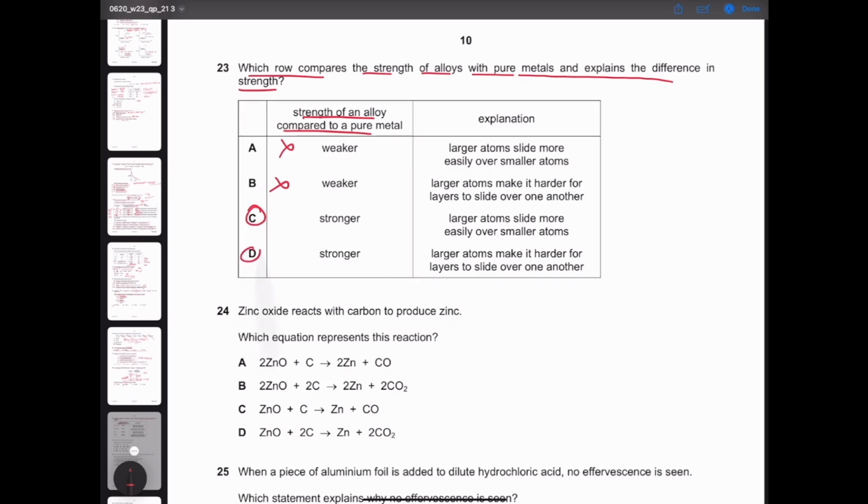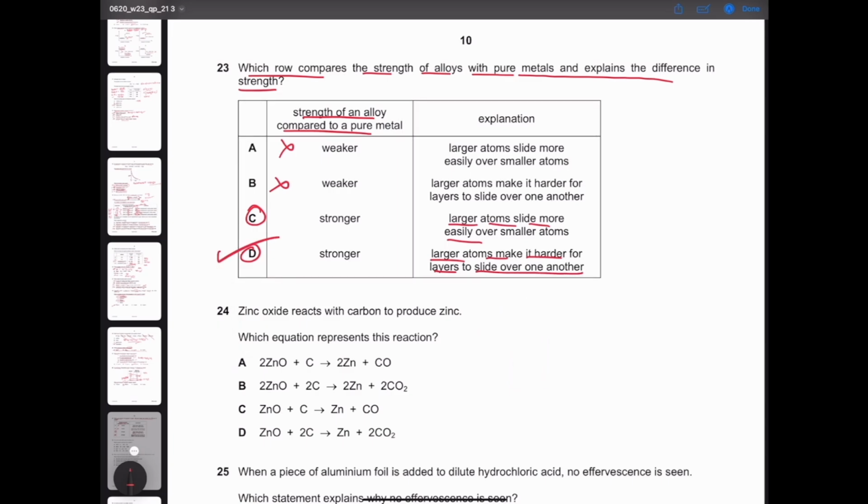Now, what is the explanation? Larger atoms slide more easily. If it was sliding more easily, then what is the benefit of making hard alloys? It won't be hard, it will be soft. Larger atoms make it harder for layers to slide over. This is why the strength increases. So the answer should be D.